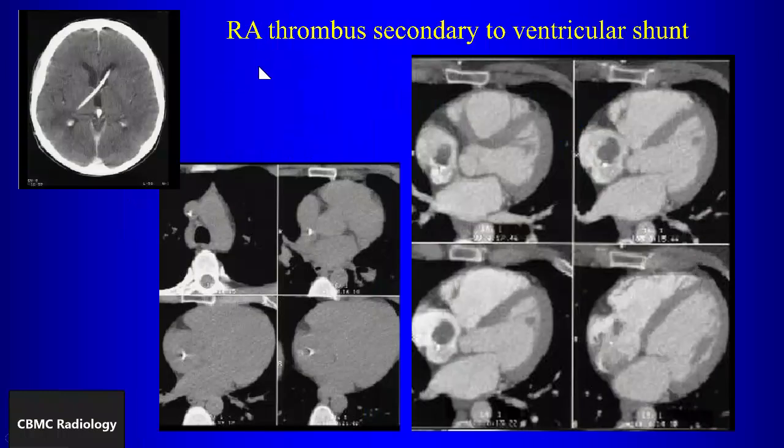So thrombi in the right atrium, these can be associated with any central venous catheters. So the thrombus can extend from the catheter into the right atrium. It can form at the tip of the catheter. This is an example with someone with a ventricular shunt here going into the SVC and right atrium. So thrombus formation at the tip of catheters can extend into the right atrium. This is also not unusual.